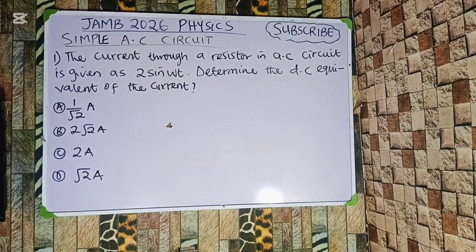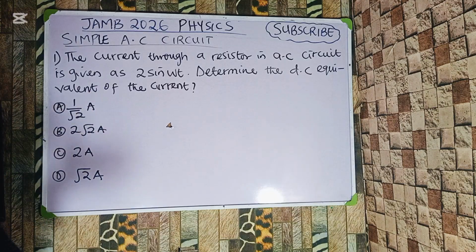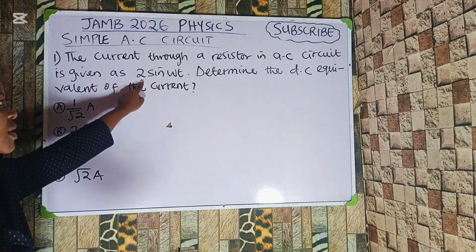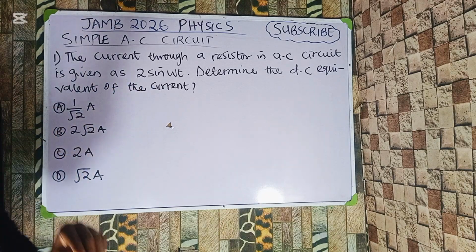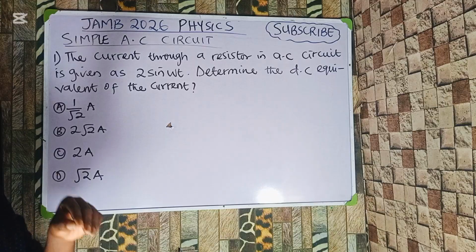Question 1. The current through a resistor in an AC circuit is given as 2 sine omega t. Determine the DC equivalent of the current. And we have the following options. What you ask yourself is this: what is this value in a current? This is what we call the instantaneous value, right? Instantaneous value of the current.